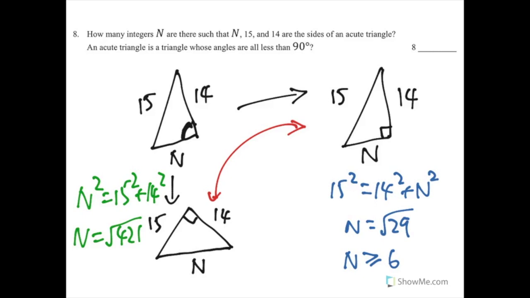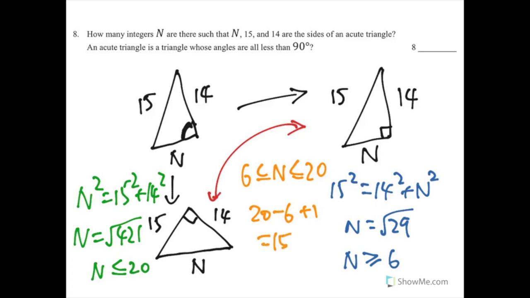421 is between 20 squared and 21 squared. So our upper bound on this is that n is less than or equal to 20. And now we need to find how many numbers there are for n, such that 6 is less than or equal to n is less than or equal to 20. And we do this by 20 minus 6 plus 1, and so we get 50 numbers. The plus 1 at the end is fairly important.